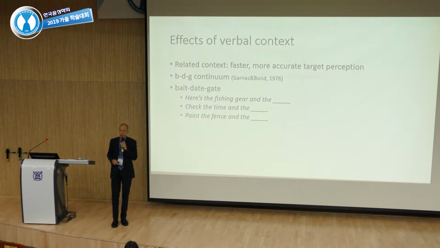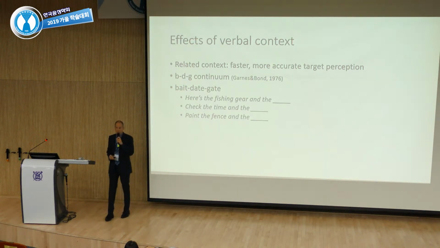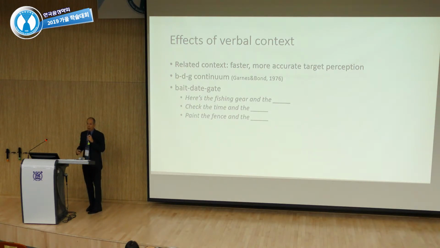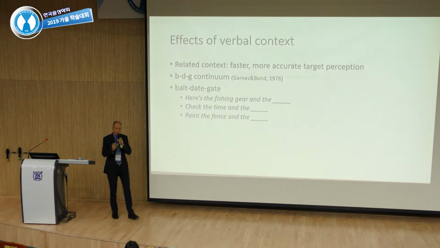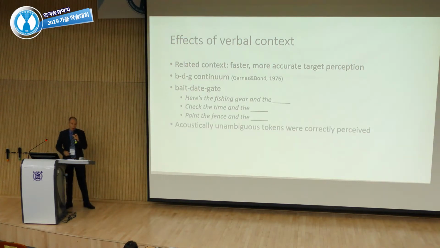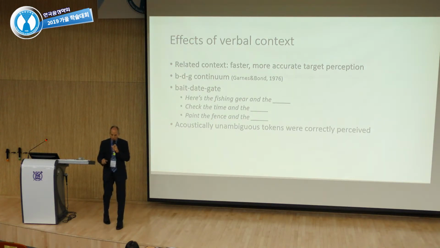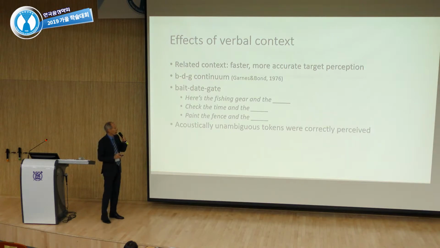These sentences are set up semantically such that they fit well with one of the three words. So: here's the fishing gear and the bait, check the time and the date, paint the fence and the gate. Those would be good matches. So you as a listener in this experiment would be listening to these different sentences with the different continuum members at the end, and you had to report which word you heard. What Garnes and Bond found was that if you had acoustic tokens that were completely unambiguous, a clear b, clear d, clear g, they were perceived as such regardless of the particular sentence context in which they occurred. So when you had a clear b, listeners were perfectly happy to report that they heard paint the fence and the bait, for example.